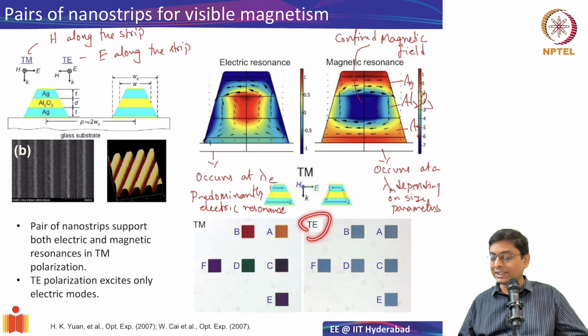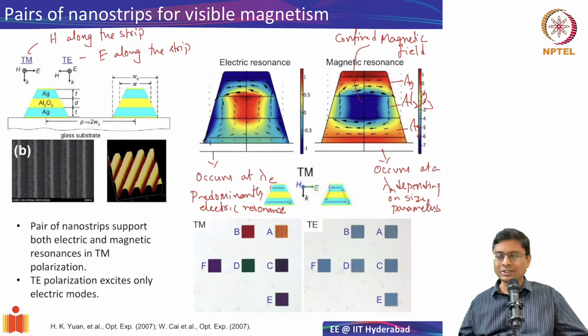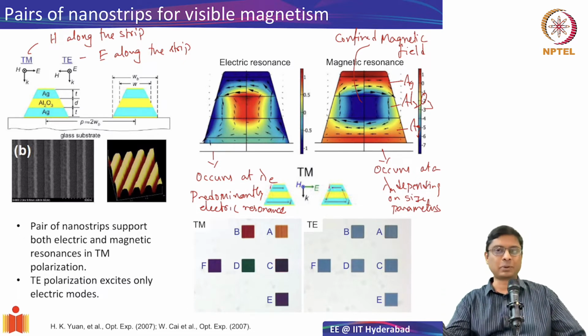But if you look at the TE resonance, it is not really that dependent on sizes. Essentially, it is a plasmonic resonance in the metals, and that's not very strongly dependent. In this case, this is a localized surface plasmon, and that is not very strongly dependent on the size, and that's why you see the colors of these structures are not significantly varying when I look at the TE response. So with this, it was possible to actually get magnetic response.